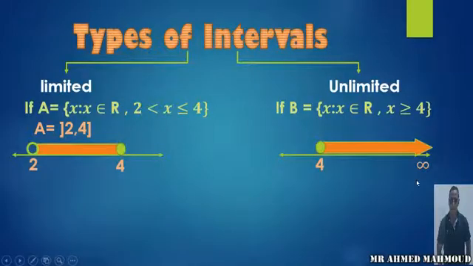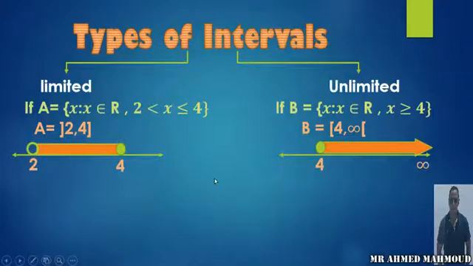To represent this one in the form of an interval, we write 4, closed, and infinity here. The infinity here means a number that does not exist. This number is greater than any real number. Because infinity does not exist, infinity is always opened. Then this one is called an unlimited interval. It starts at 4 and has no limit or end. It goes to infinity.